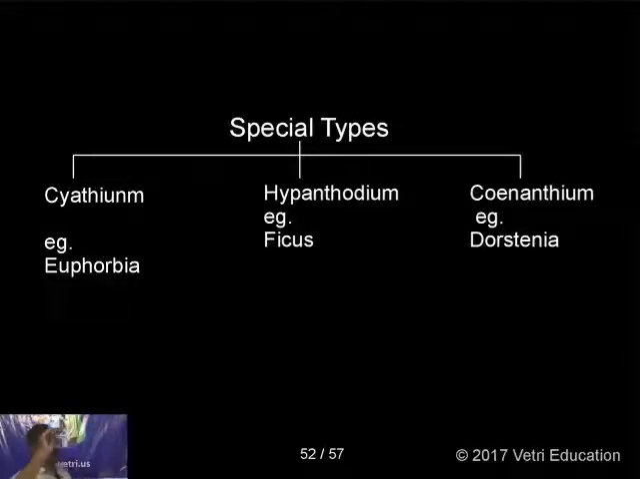Next, we will have the special types. There are three special types we have. One is called cyathium, example Euphorbia. The second one is hypanthodium, example Ficus. The third one, synanthium, example Dorstenia. So, we will see one by one.